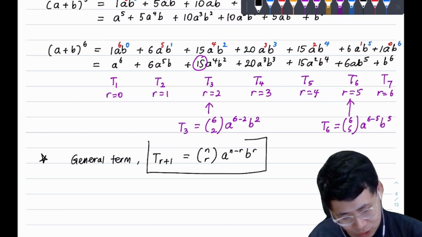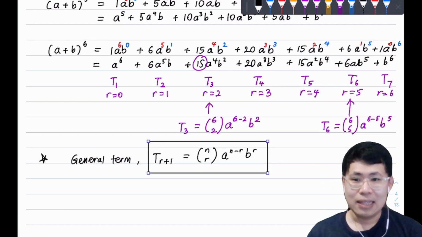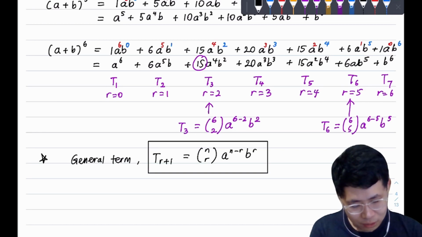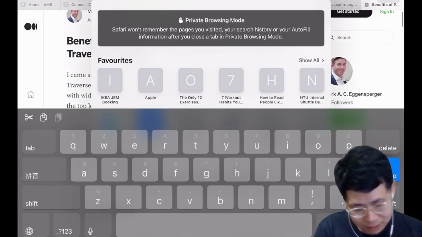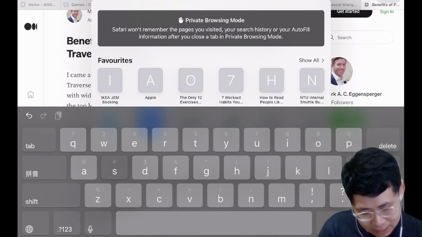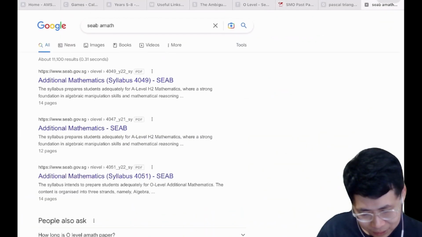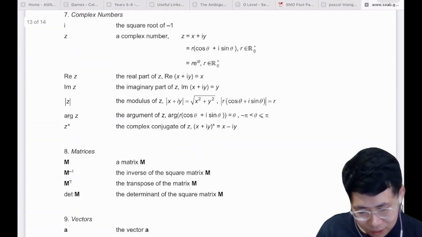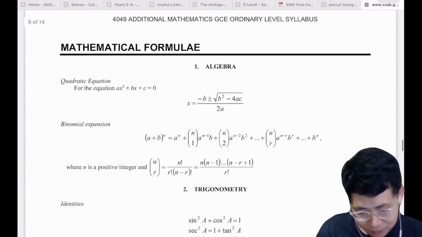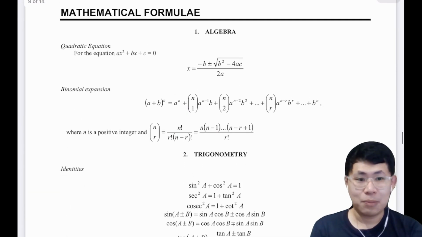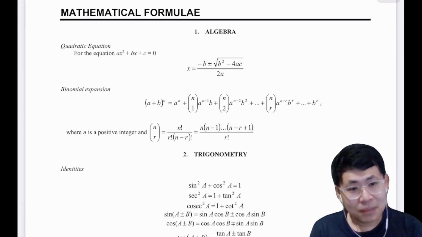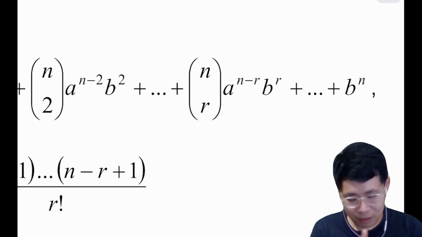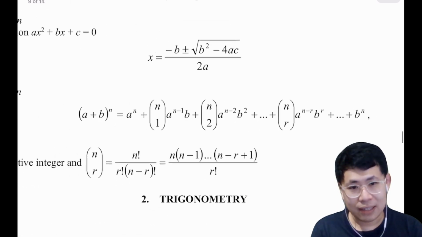So the question is, is it given in the formula? Yes, it is given as part of the formula for your binomial expansion. So let's quickly take a look at binomial expansion over here. SEAB A Math formula sheet. Okay, the formula sheet is there. Do you see the second one over here, binomial expansion? So where is the term? The term is over here: n choose r, a to the power of n minus r and b to the power of r. And what is n choose r would be this one over here.